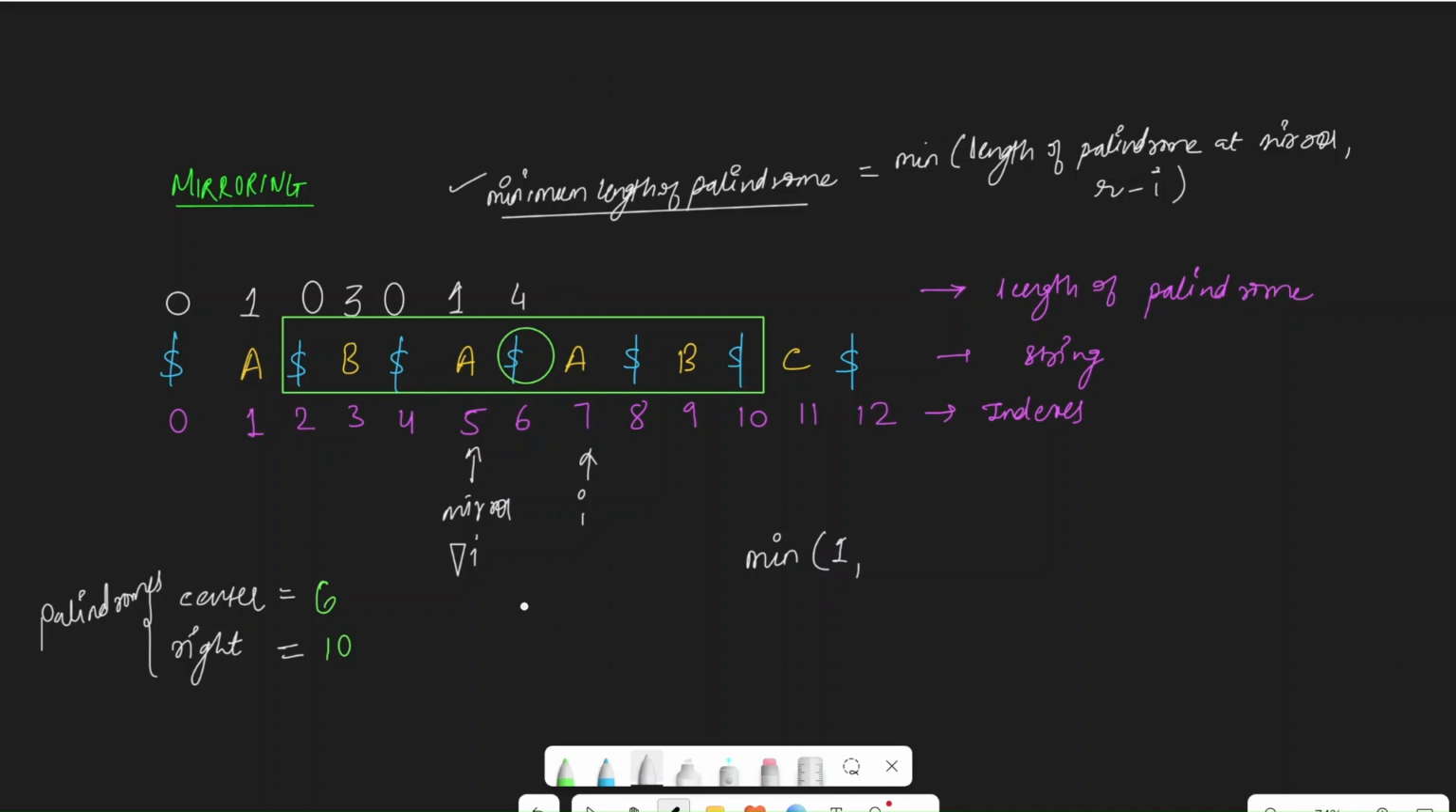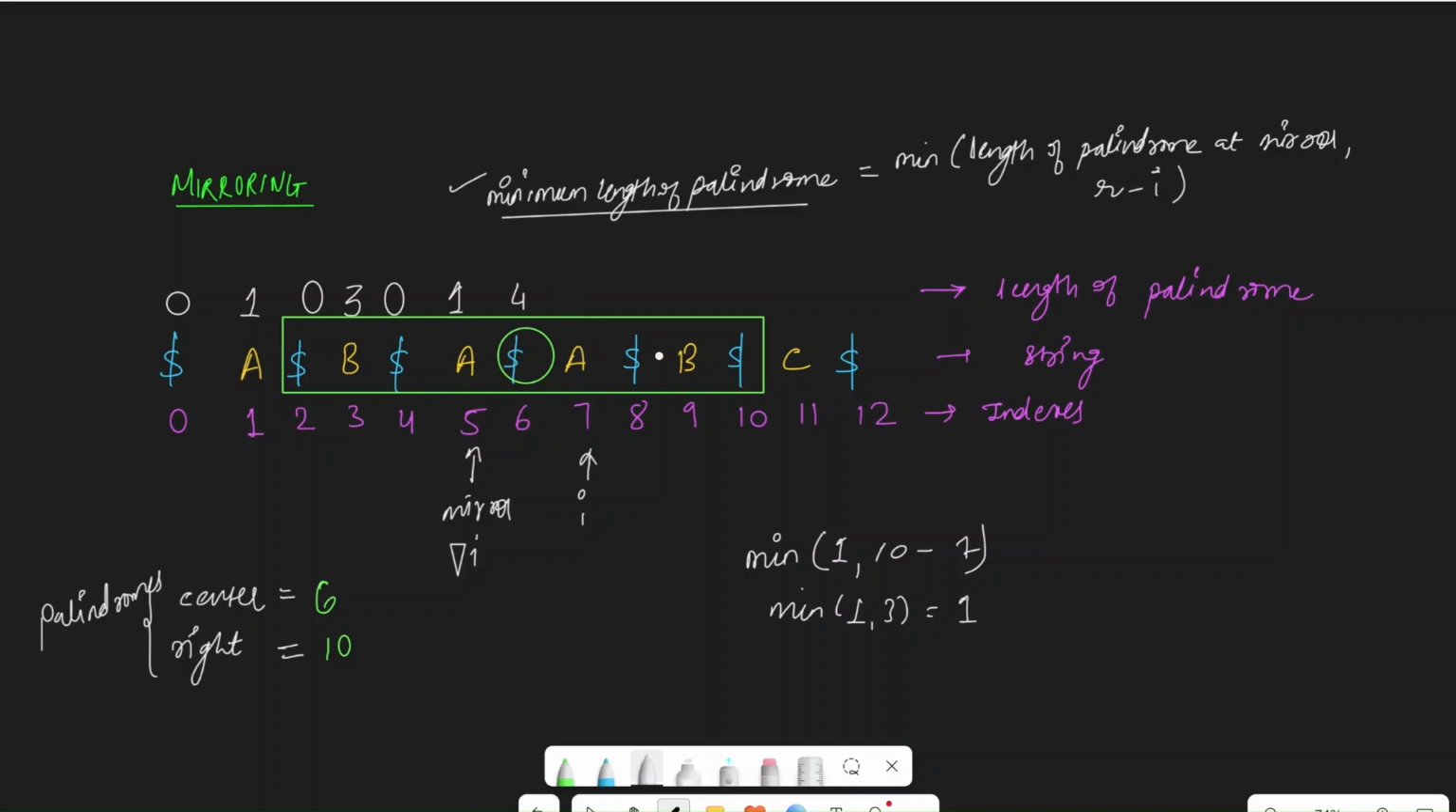So minimum of 1 and r minus I. So r is 10, I is 7. So minimum of 1 comma 3, which will be equal to 1. So we can say that minimum would be equal to 1, the minimum length of palindrome with A as center. It could be a bigger palindrome as well.